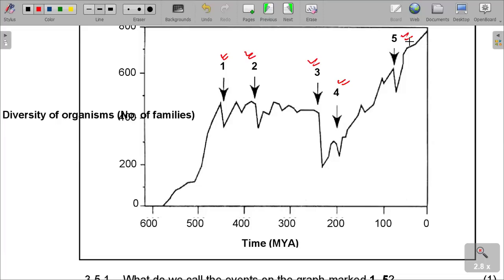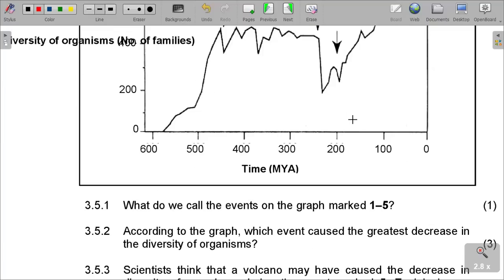We call these different mass extinctions. These are events that are called mass extinctions.